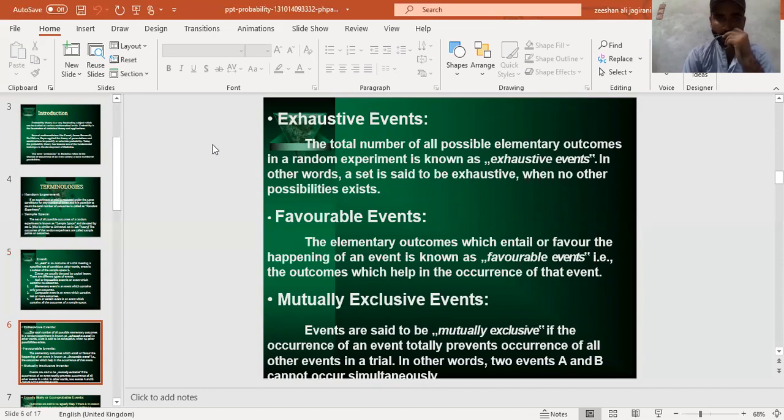Exhaustive events. The total number of all possible elementary outcomes in a random experiment is known as exhaustive events. In other words, a set is said to be exhaustive when no other possibility exists. Favorable events. The elementary outcomes which can entail or favor the happening of an event are known as favorable events, for example, the outcomes which help in the occurrence of that event. Mutually exclusive events. Events are said to be mutually exclusive if the occurrence of an event totally prevents the occurrence of all other events in a trial. In other words, two events A and B cannot occur simultaneously.